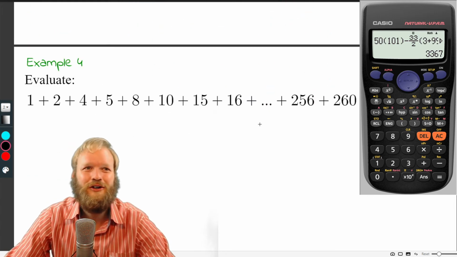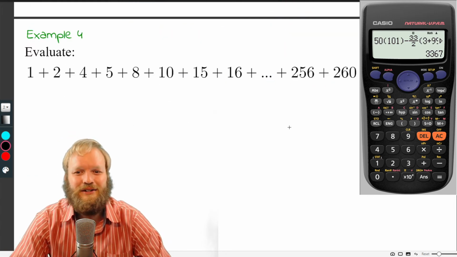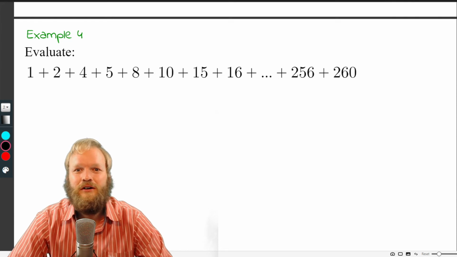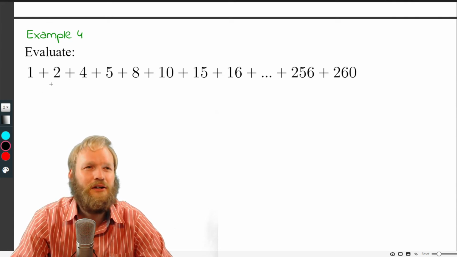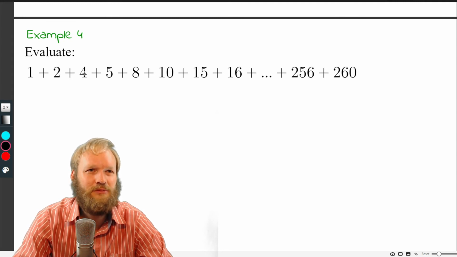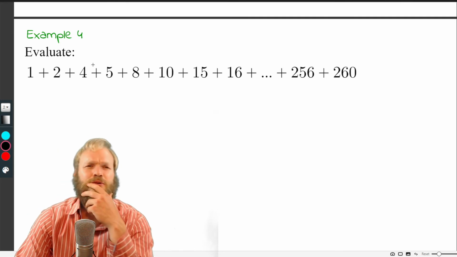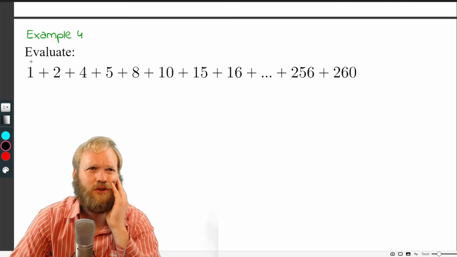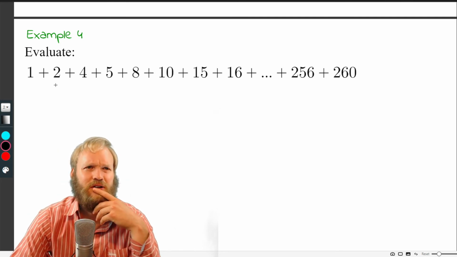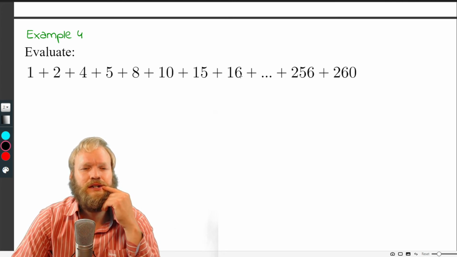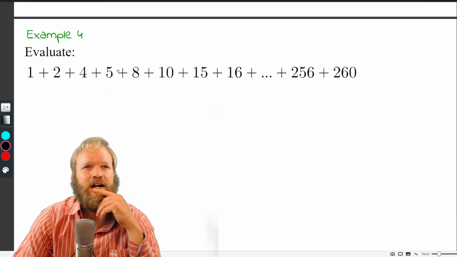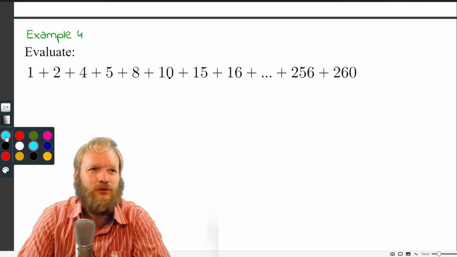Okay, let's do our last example. And that is, we've got 1 plus 2 plus 4 plus, so what's happening here? So it's not multiplying by 2, not so much. Okay, so I'm just going to talk through it so we can maybe make sense of it. 1, 2, 4, 8, 16, 2, 5, 10.